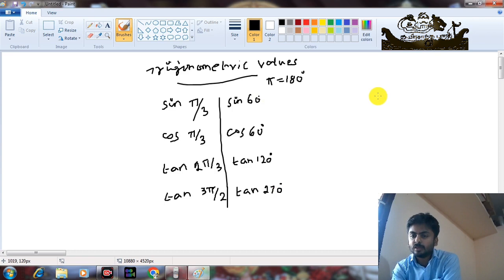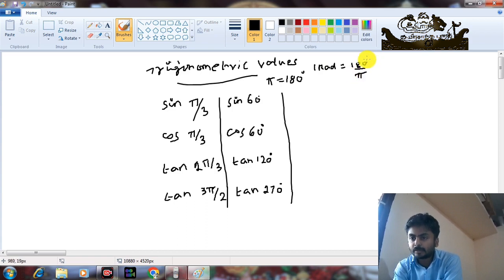So now we are having the radian form as well as the angle form. So pi radian equal to 180 degrees. The formula we are having is 1 radian equal to 180 divided by pi degrees. So pi radian equal to 180 degrees.